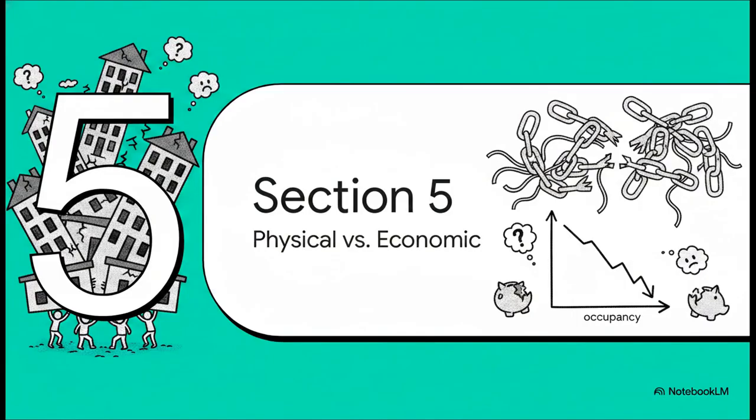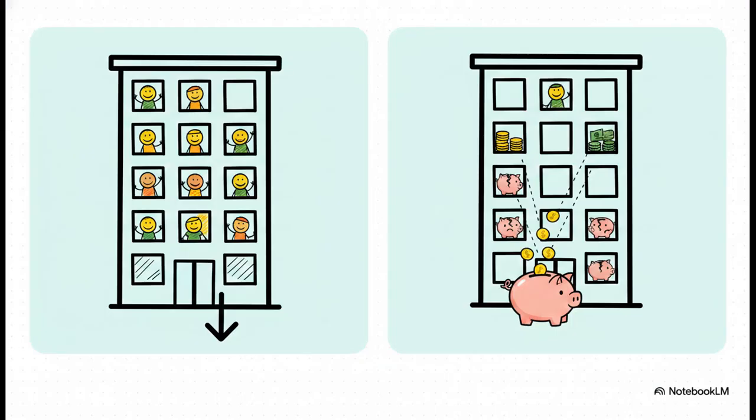Section 5, Physical versus Economic Occupancy. Let's see how this builds into an even more precarious situation on the ground. As those SVN advisor communications highlight, there's a massive critical difference between physical occupancy and economic occupancy. Physical occupancy just asks, hey, are there people living in the apartments? Does the building look full? But economic occupancy asks the real question. Are those people actually paying rent? Are you actually collecting the money?